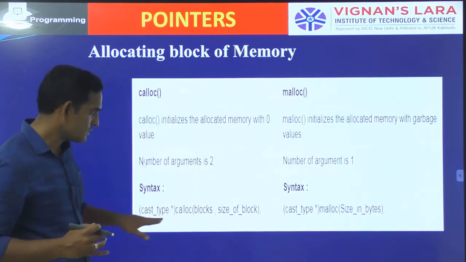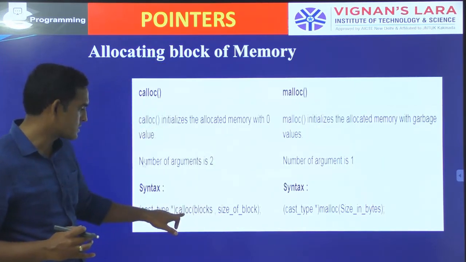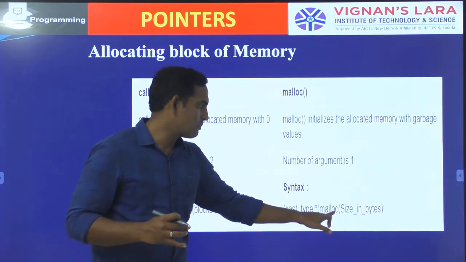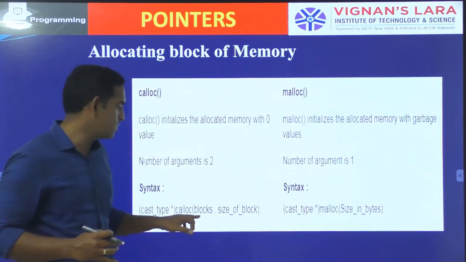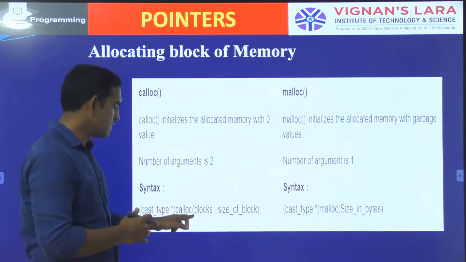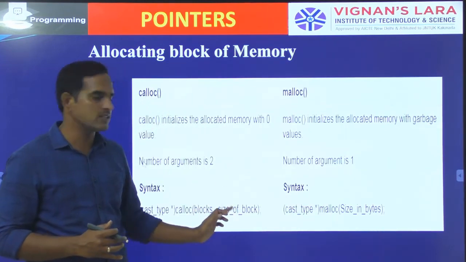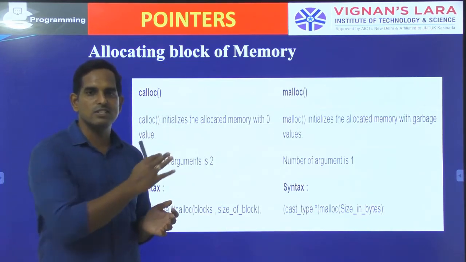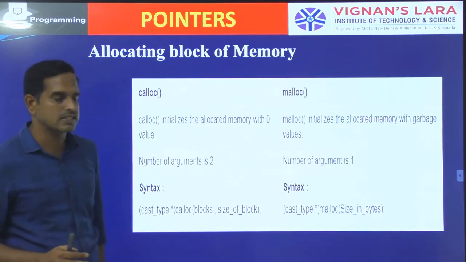Third one, as you could see, the syntax of calloc is blocks and the size of the block. Malloc is size in bytes. As I told you, with calloc you will be getting that many blocks with that size. Here you will be getting a complete single block. So this is the difference between malloc and calloc.